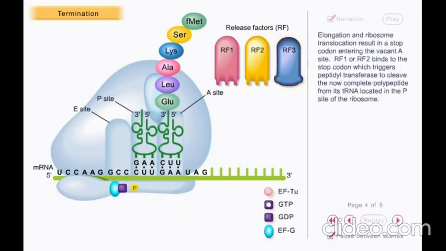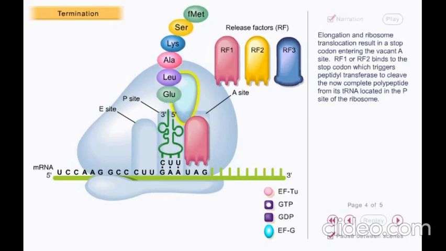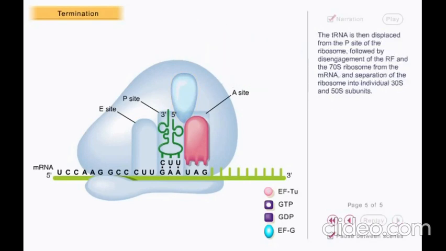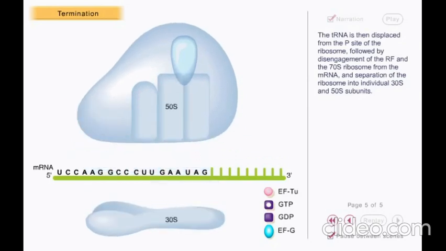Elongation and ribosome translocation result in a stop codon entering the vacant A site. RF1 or RF2 binds to the stop codon, which triggers peptidyl transferase to cleave the now complete polypeptide from its tRNA located in the P site of the ribosome. The tRNA is then displaced from the P site of the ribosome, followed by disengagement of the RF and the 70S ribosome from the mRNA, and separation of the ribosome into individual 30S and 50S subunits.